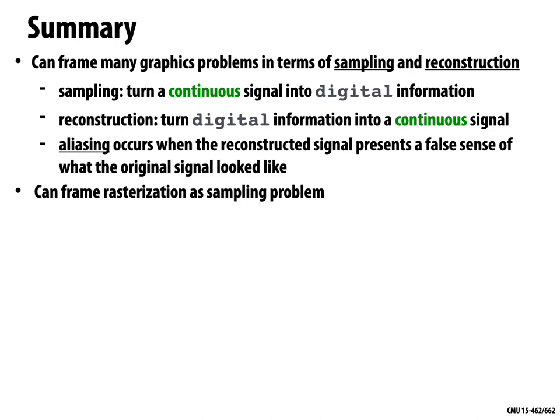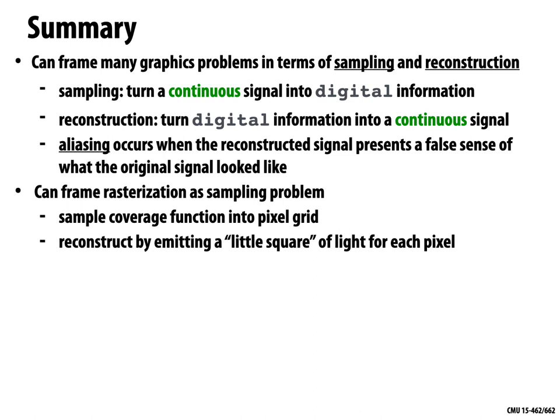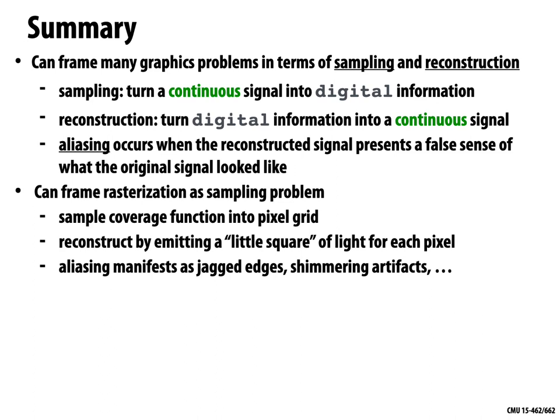So what are we sampling? We're sampling the coverage function onto a pixel grid, and we're reconstructing the sampled function by emitting a little square of light for each pixel. So basically by using a piecewise constant reconstruction of the sampled values. In this context, aliasing manifests as, well, we saw it, jagged edges, shimmering artifacts when things are in motion, and so on. Our basic strategy for reducing aliasing, at least for rasterization, was to use supersampling.